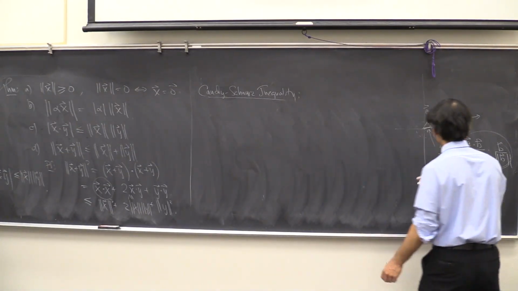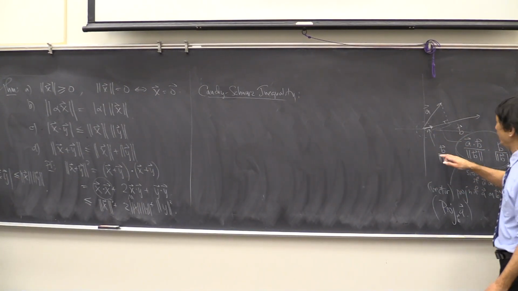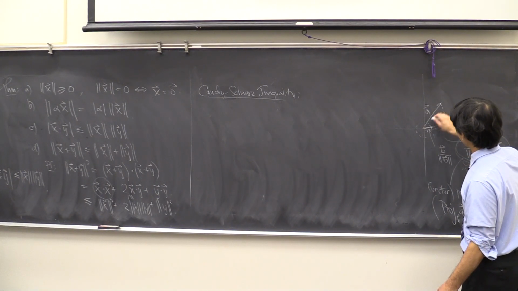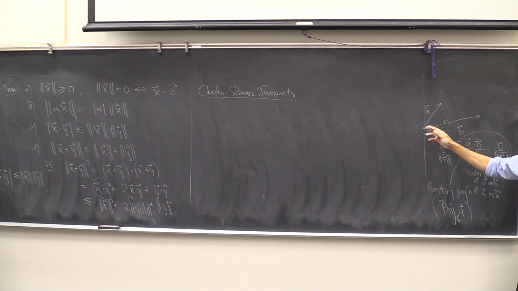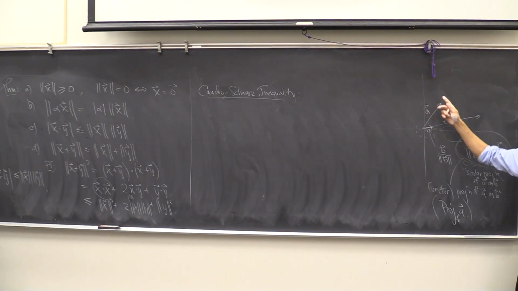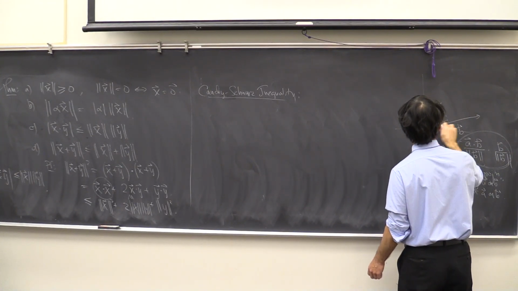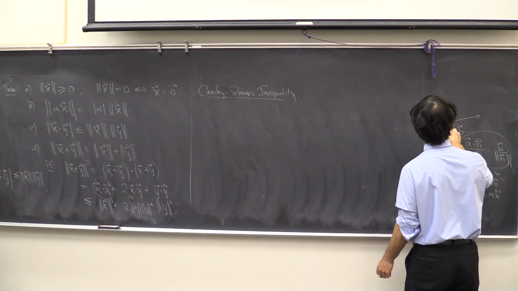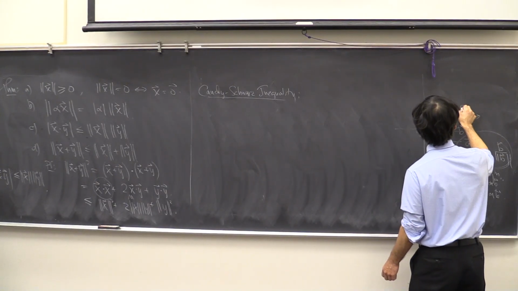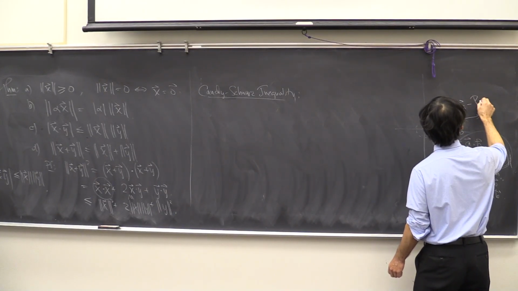One way you can think of this is that you're decomposing your vector into two vectors, one of which is parallel to B and one of which is perpendicular to B. So you've got this parallel part and then the perpendicular part. This part here is, of course, A minus the parallel part.